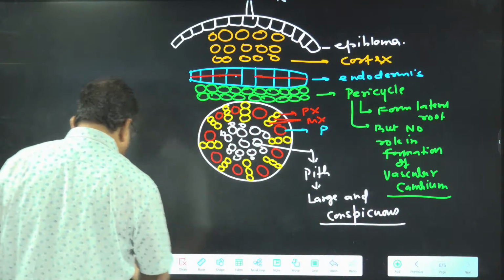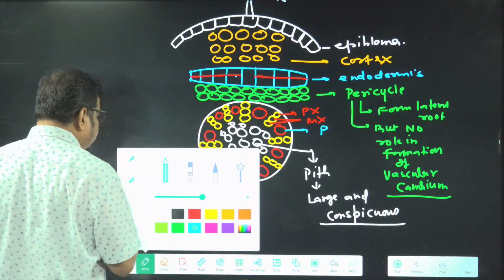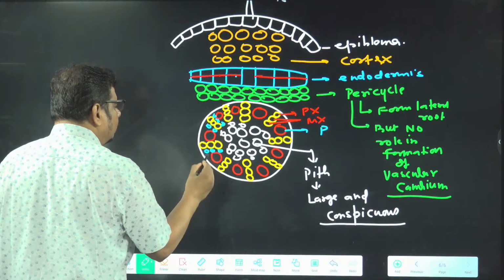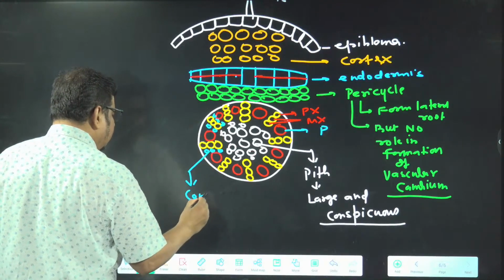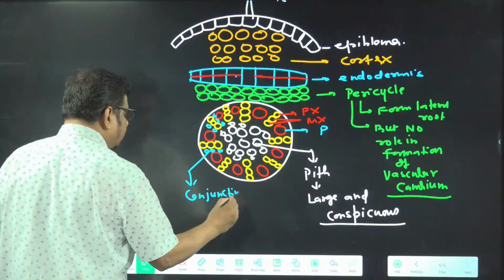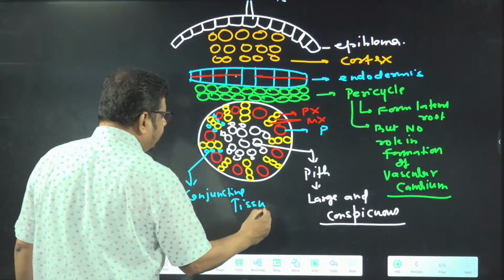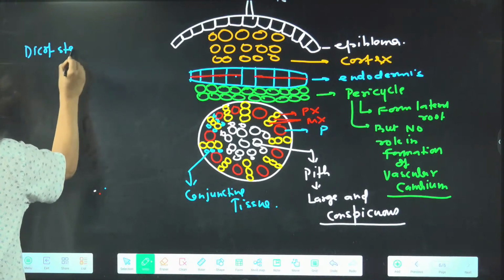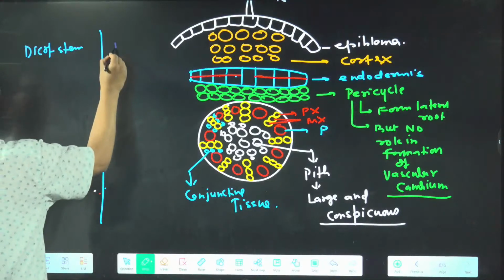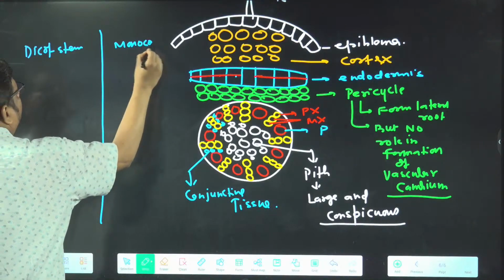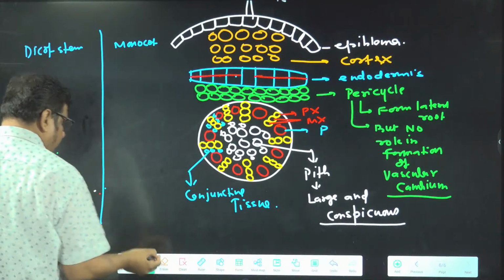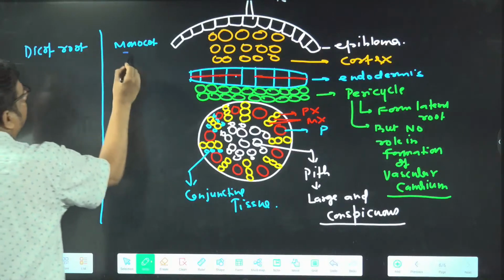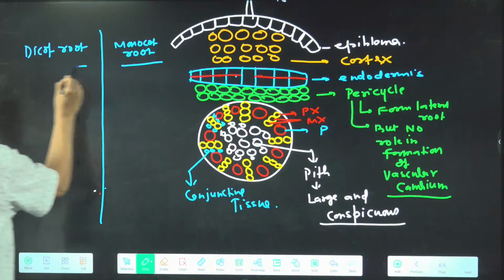Okay. Now even here conjunctive tissue is present between xylem and phloem. I am simply writing at a few places so you will understand it is the conjunctive tissue. So how can you write the difference between dicot root and monocot root? Root we dealt with, na? So dicot root and monocot root. So how can you differentiate?